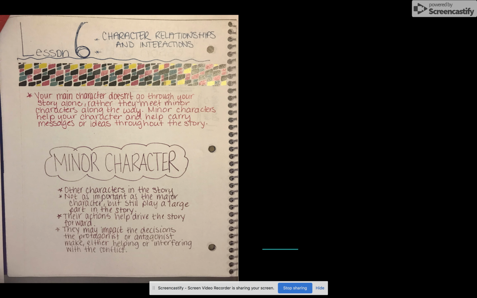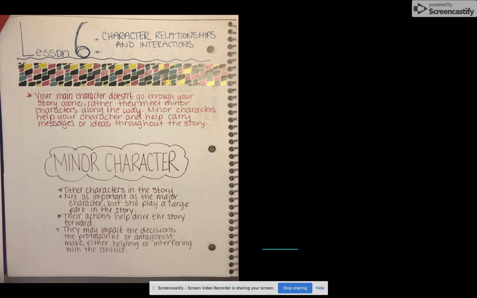A minor character is really any other character in the story. However, a minor character drives the story forward, and even though they're not the main character, their role plays a pretty main part in your main character's decisions and interactions. So a minor character is not as important as a major character, but still plays a pretty large part in the story. Their actions help drive the story forward, and they can impact the decisions either the protagonist, your good guy, or the antagonist, the bad guy, make within the story. So they're there for a reason, and they do push your story forward.